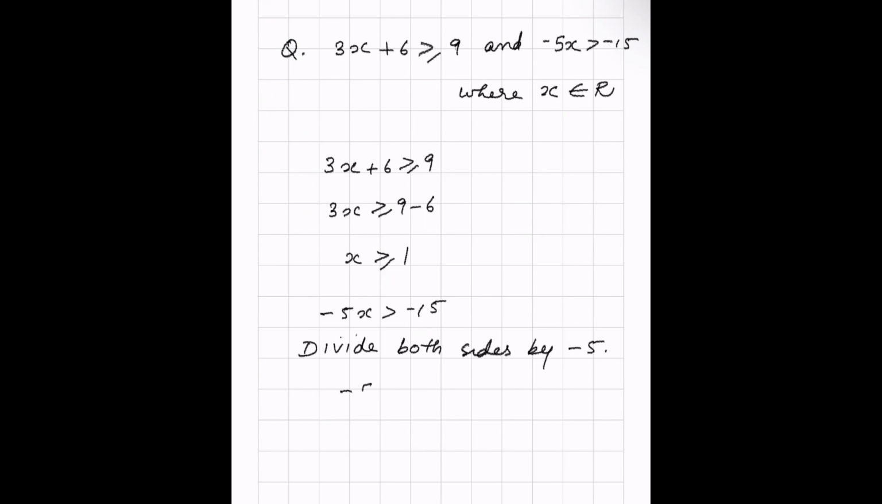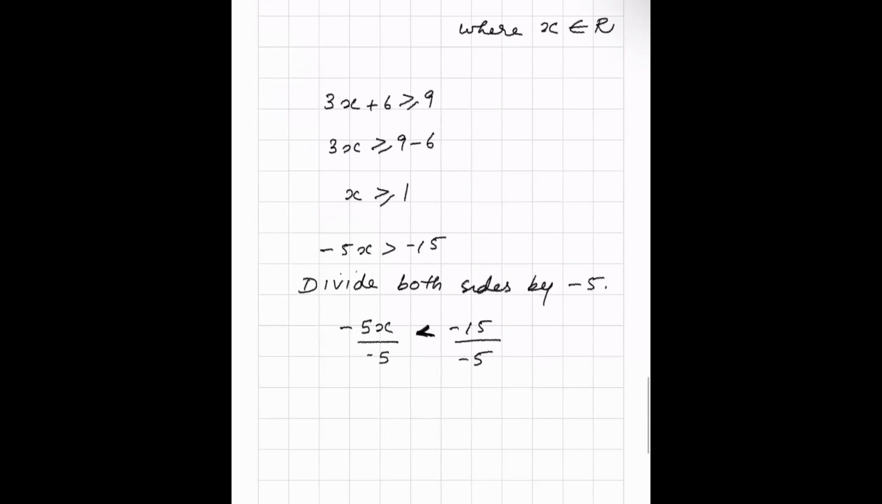So I will just write that step also. Negative 5x by negative 5. Now here I have to reverse. The moment I divide by a negative number, I have to reverse the inequality sign. So I have reversed it, and I'm getting x is less than 3.